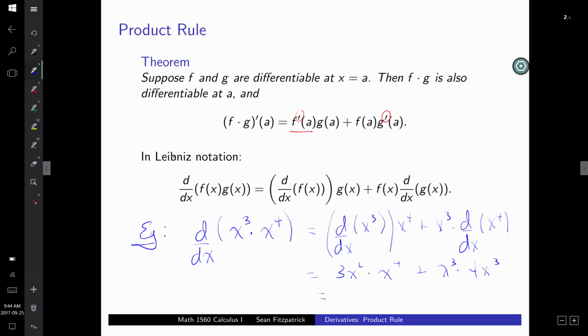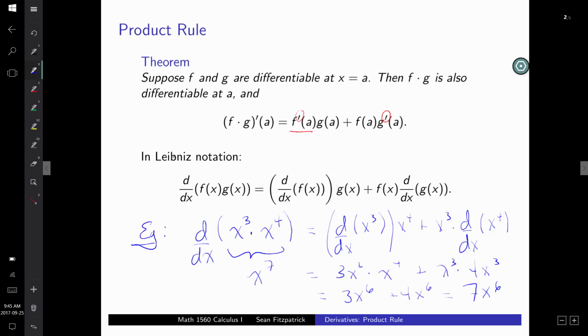And notice if we combine things up, I get 3 times x to the sixth here, and then 4 times x to the sixth there, right? Multiplying powers, we add the exponents. 2 plus 4 gives me 6. 3 plus 3 gives me 6. And then 3 times x to the sixth plus 4 more leaves me with 7 times x to the sixth. And of course, that makes sense because x cubed times x to the fourth is x to the seventh, and we know how to take the derivative of x to the seventh using the power rule. Okay, so this makes sense.